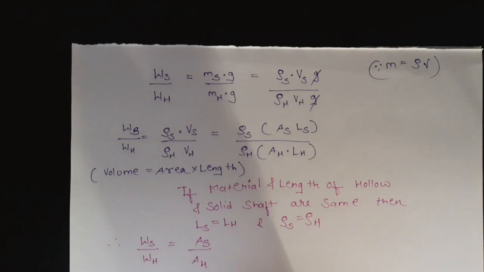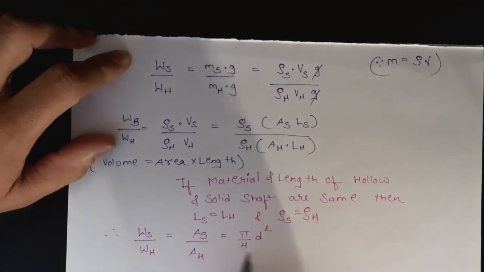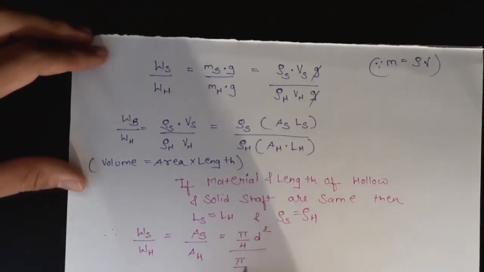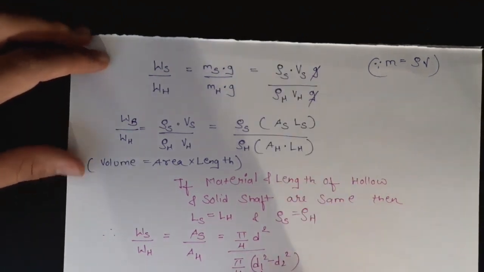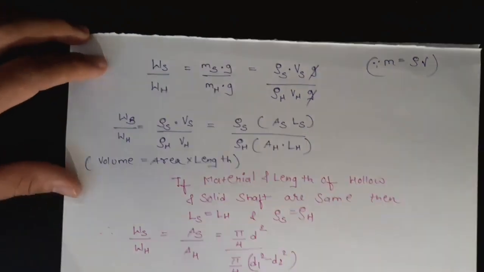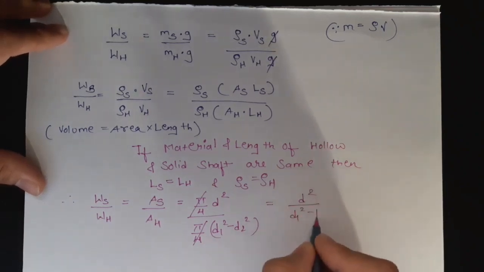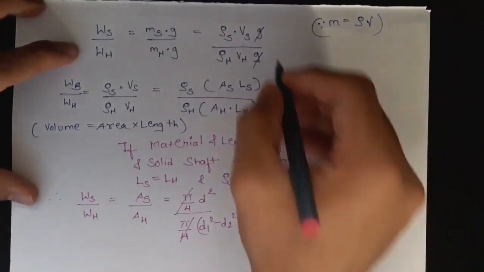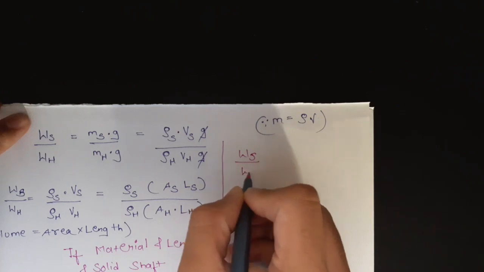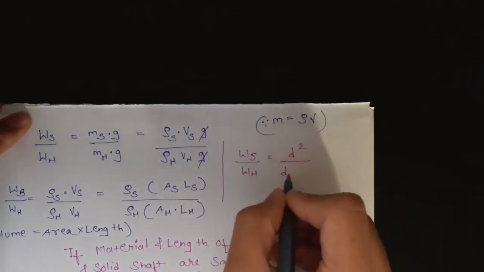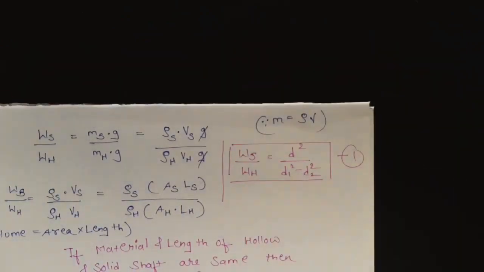What is the area of a circular cross section? That is pi by 4 d square. What is the area of hollow cross section? That is pi by 4 into d1 square minus d2 square, where d1 is the outer diameter of the hollow shaft and d2 is the inner diameter. The pi by 4 terms get cancelled. We get Ws upon Wh equals d square upon d1 square minus d2 square. So this is equation number 1.